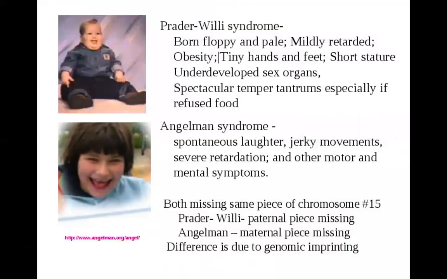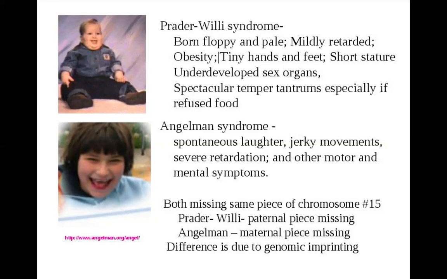Prader-Willi syndrome actually has a number of conditions. It can cause floppy skin and tone. They could be slightly mentally challenged. They tend to be much larger in body size because of the excess fat content that they have. They tend to have tiny hands and feet. They tend to be shorter in terms of body height and have underdeveloped sexual organs. And they also tend to have particularly strong temper tantrums if you refuse to give them food.